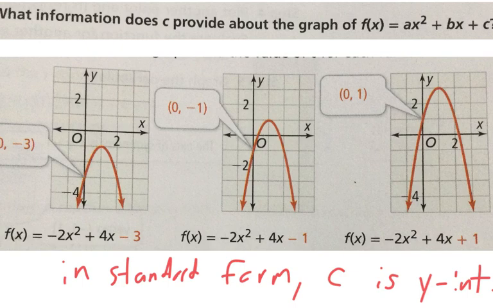So the C value is the y-intercept. That's where it crosses the y-axis. Does anybody notice anything else about all these graphs? They all open down. They all have the same first two numbers. Right. So what do you think lets me know if it opens down or not? Opens up or down? The one in front of the x squared. It's still the A term, yeah.